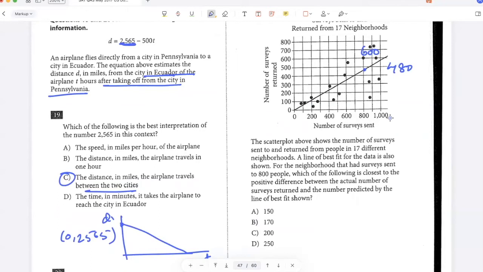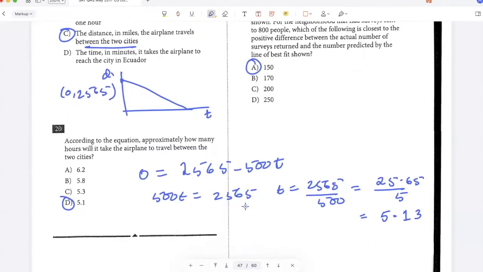So let's see. Yeah, so it'll be closest to 120. So let's say if this is 450 maybe. Yeah, so then it would be 150. So closest is option A.